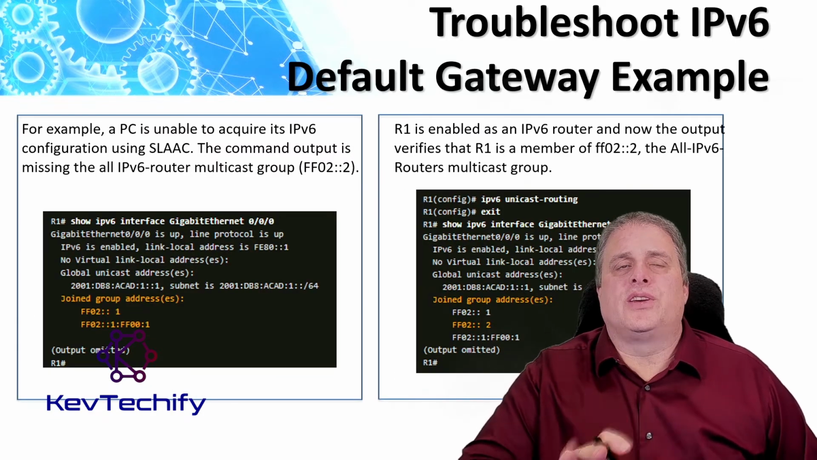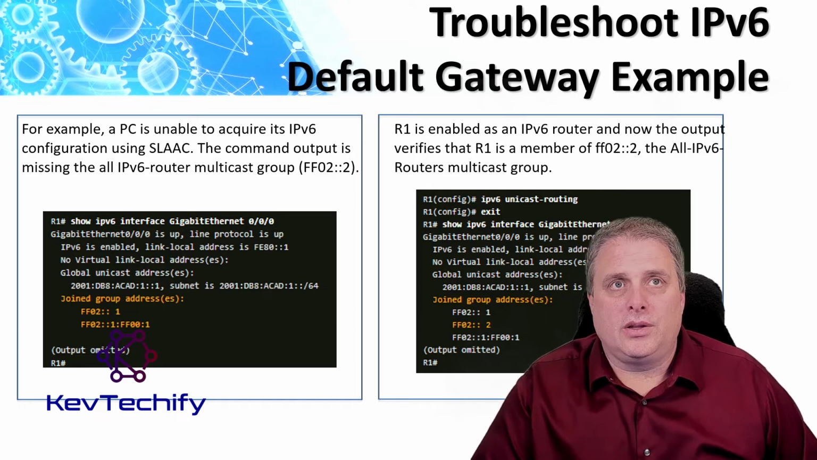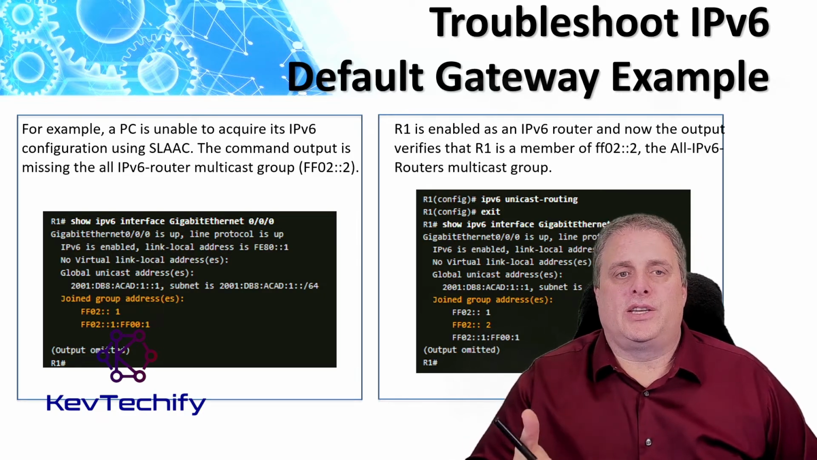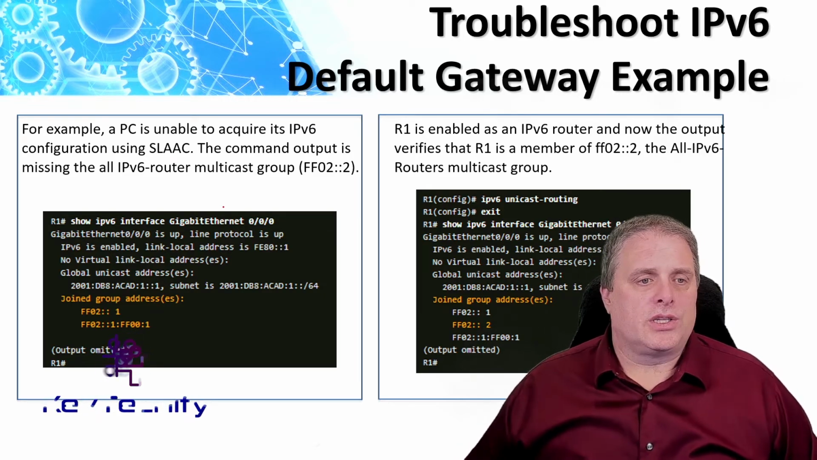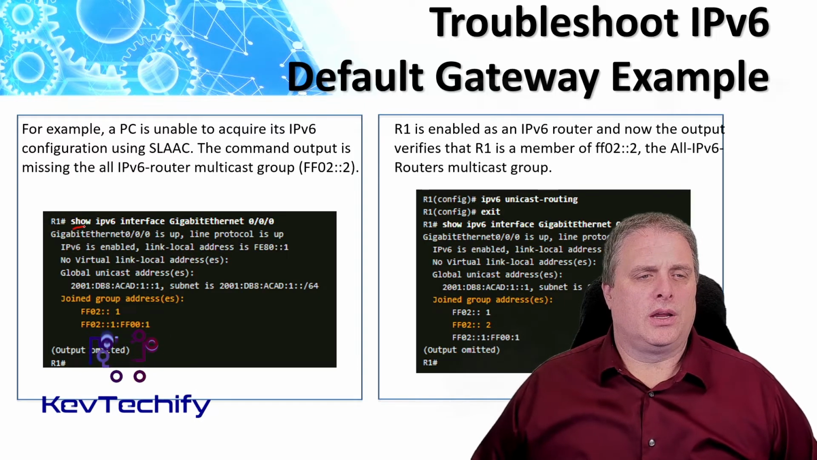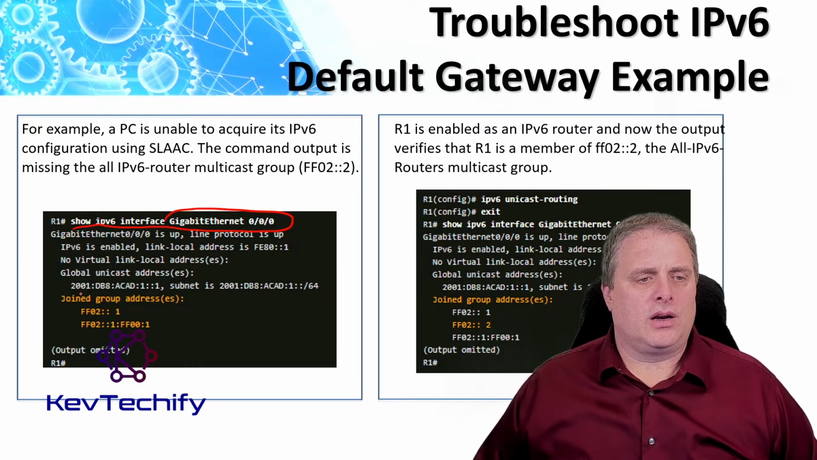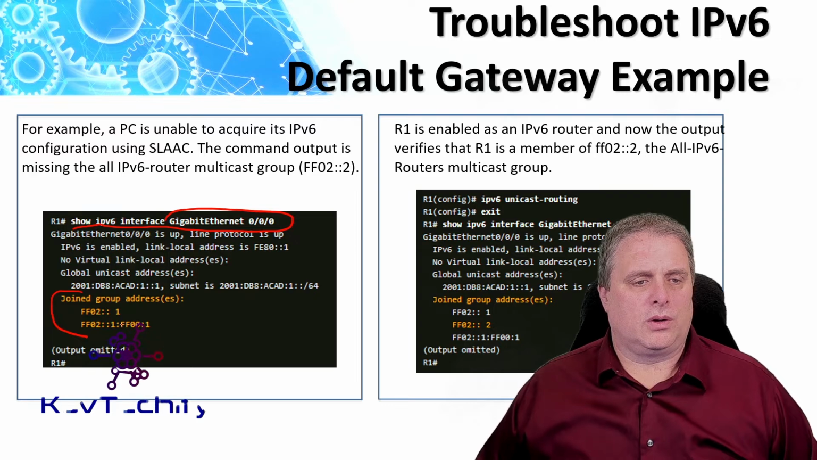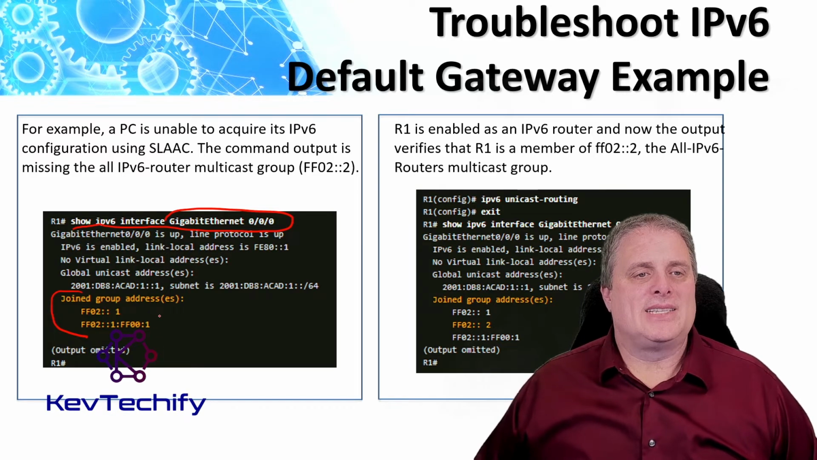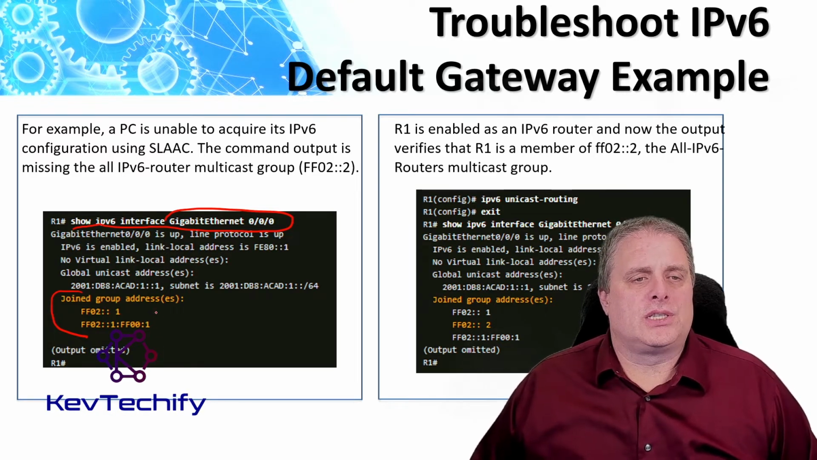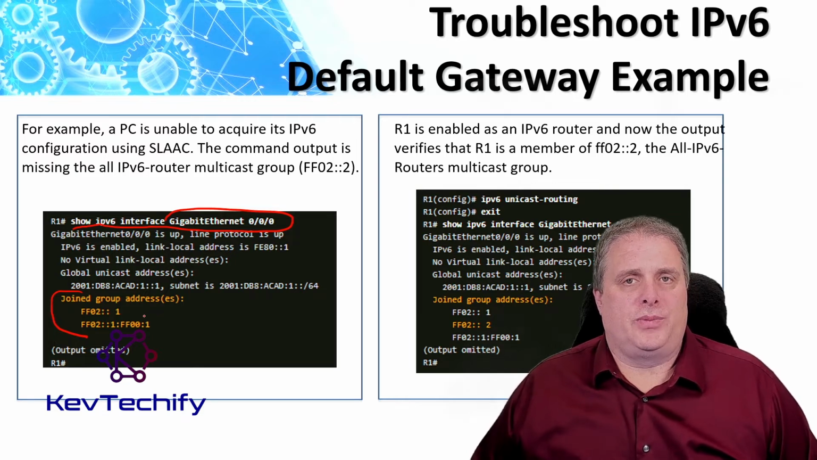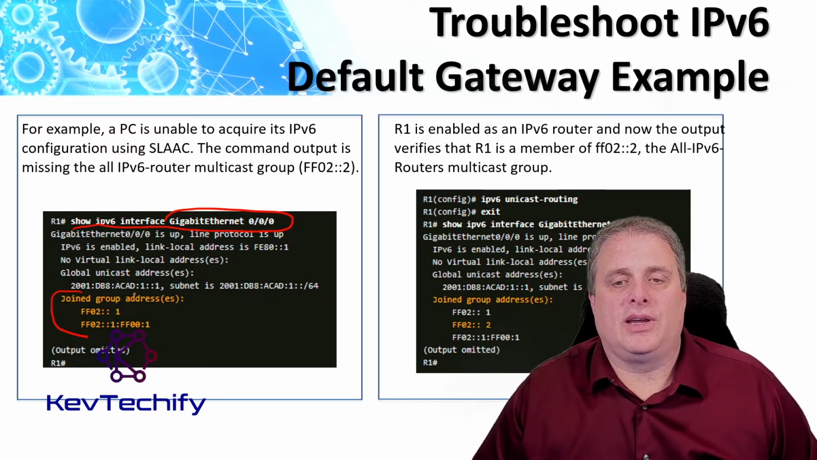The IPv6 default gateway can be configured manually, by SLAAC, or by DHCP version 6. Here we're going to start off by showing you the IP version 6 interface on gig 0/0/1. It gives you some information about it. But down here, notice it says we've joined two groups: FF02::1 and FF02::1:FF00:1. It is not part of the IP version 6 router multicast group that establishes this IPv6 gateway.